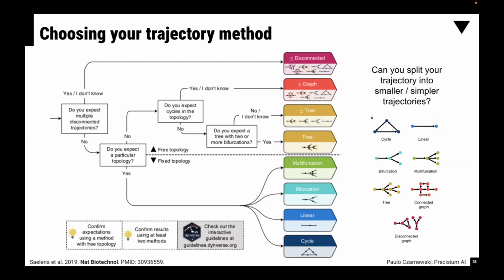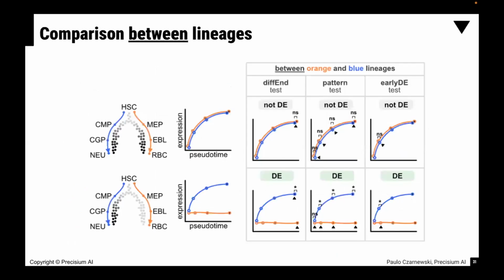I was wondering, if you have one sample with different biological time points, how would you integrate that in your trajectory analysis? Can you do that?